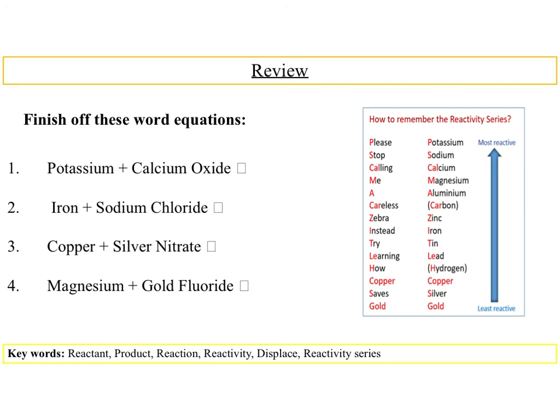What I'd like you to do now is finish off these word equations for me. Again, pause it. Just finish them off, and I've put the reactivity series by there. So the first one then, potassium is more reactive than calcium, so it'll steal away that oxide, and you'll end up with potassium oxide. And then you've got calcium on its own, which is perfect for us.